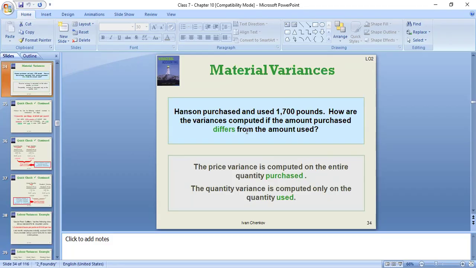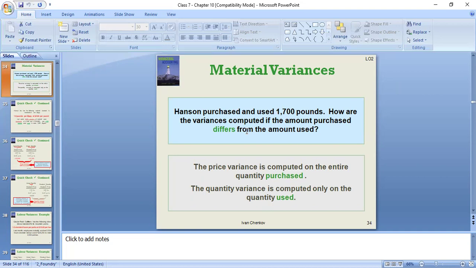Now, so far on the material variance, we saw that all the material that we're purchasing, we're using for our production. But that's not always going to be the case. We have to understand that in reality, we're going to purchase one amount of the material and we're going to use a different amount of material.